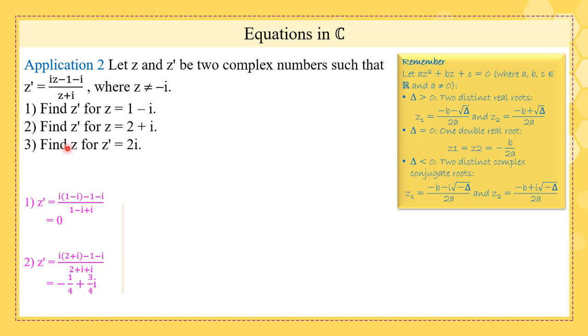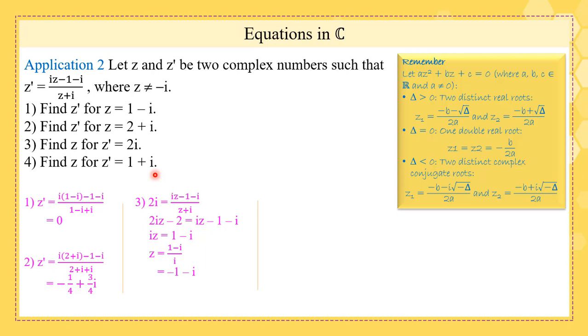Now we need to find z when z prime is 2i. Pay attention. We need z when z prime is 2i. Also try to do it alone. So we replace z prime by 2i. This is what we get. If we cross multiply, we get such a quantity. If we isolate z, this is what we get. And dividing by i leads to this quantity, which is -1 minus i.